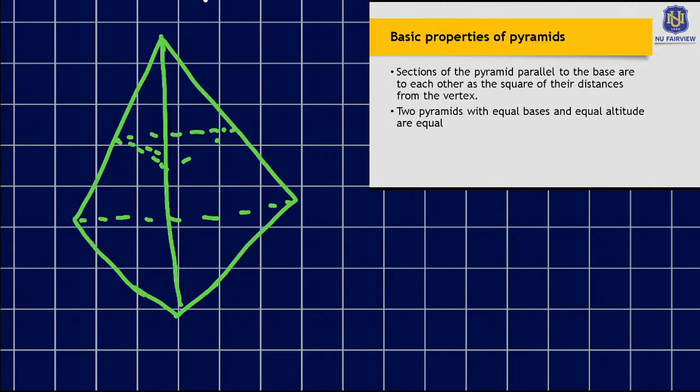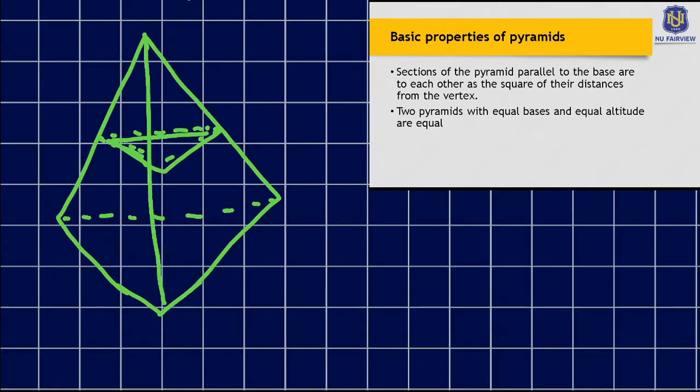That section is parallel. So, its distance is equal to the square of their distances from the vertex. Okay? So, we have this like a similar figure, so we will just use ratio and proportion here.